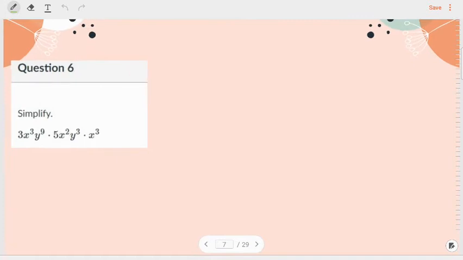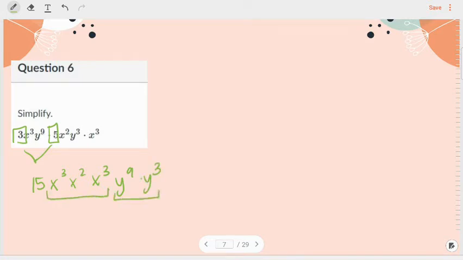Now, if I simplify this expression, one thing to be careful of is do not add those numbers. They are not the same base to be repeatedly combined. I'm just going to do that multiplication. 3 times 5 is 15. And then I'm going to write down the rest. So I have x to the 3rd, x to the 2nd, and x to the 3rd again. I have y to the 9th and y to the 3rd. I'm going to combine my x's and I'm going to combine my y's. So 3 plus 2 is 5 plus 3 is 8. So x to the 8th. And 9 plus 3 is 12. So 15, x to the 8th, and y to the 12th.